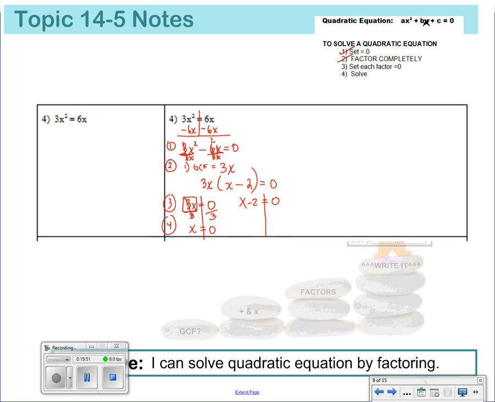My other factor, x minus 2, so we're going to add 2 to both sides. X is still in the box, it's by itself. I can drop it down, and a negative 2 plus 2 is 0, and 0 plus 2 is 2.